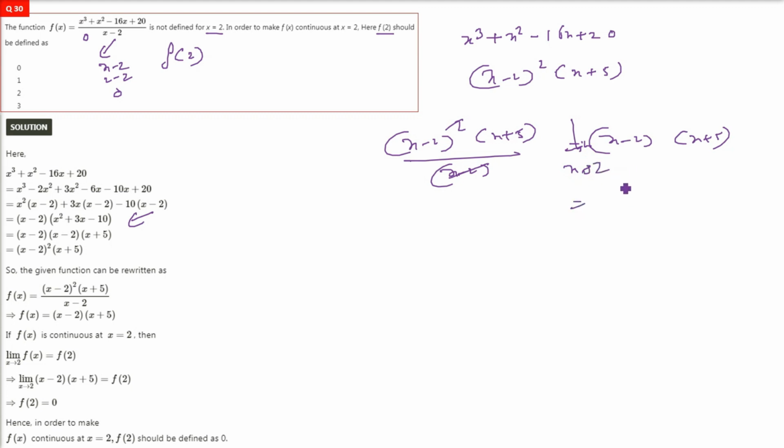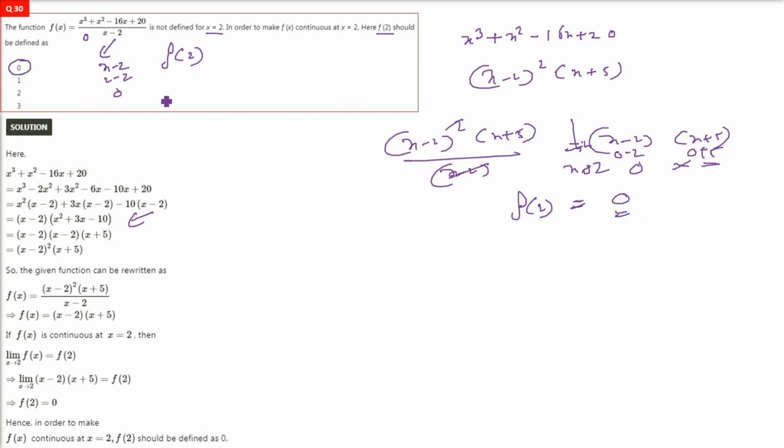Now just replace x by 2 here, because it is limit x tends to 2. What do you get? It's 0 into 7. But it doesn't matter if 7 is there or not, because x minus 2, that is 2 minus 2, is 0 only. So you get a final 0, f(2) is 0, right? So in order to make f(x) continuous at x equals 2, f(2) should be defined as 0.